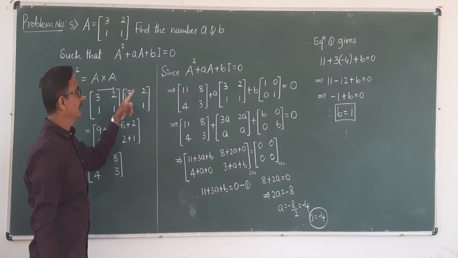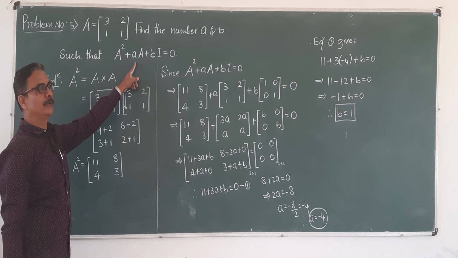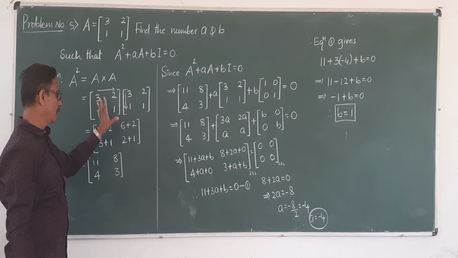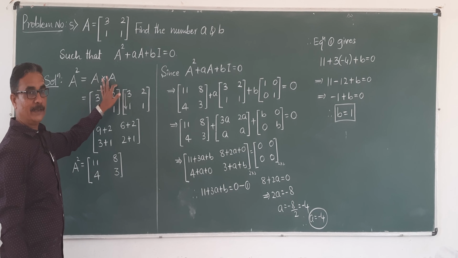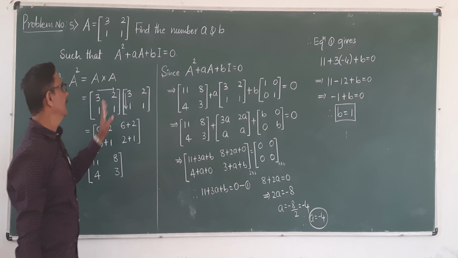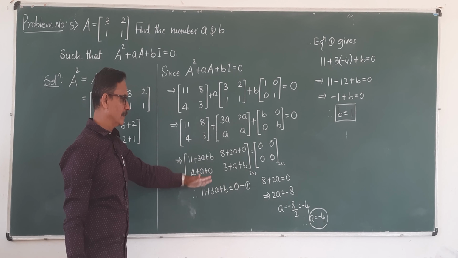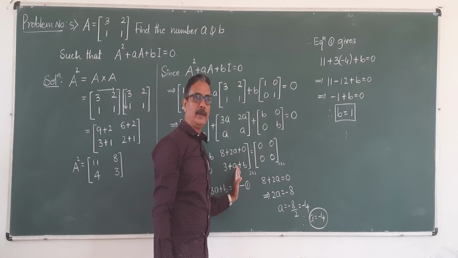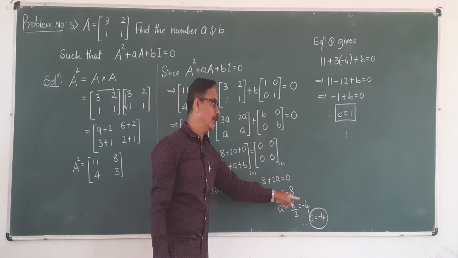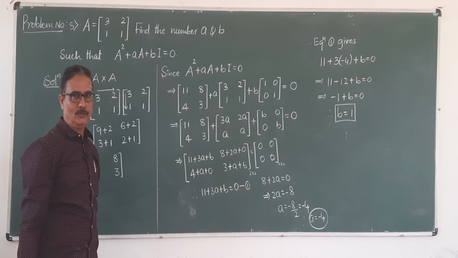Clear? Understood? Find the numbers a and b such that A square plus a into A plus b into I is equal to 0. First, solve to find A square. A square can be written as A into A. Multiply the two matrices. You will get the value of A square. Then take the equation, substituting all the values. Then simplify. Apply equality of two matrices and equate the corresponding elements. You will get the value of a as well as b. a value is minus 4, b value is 1.